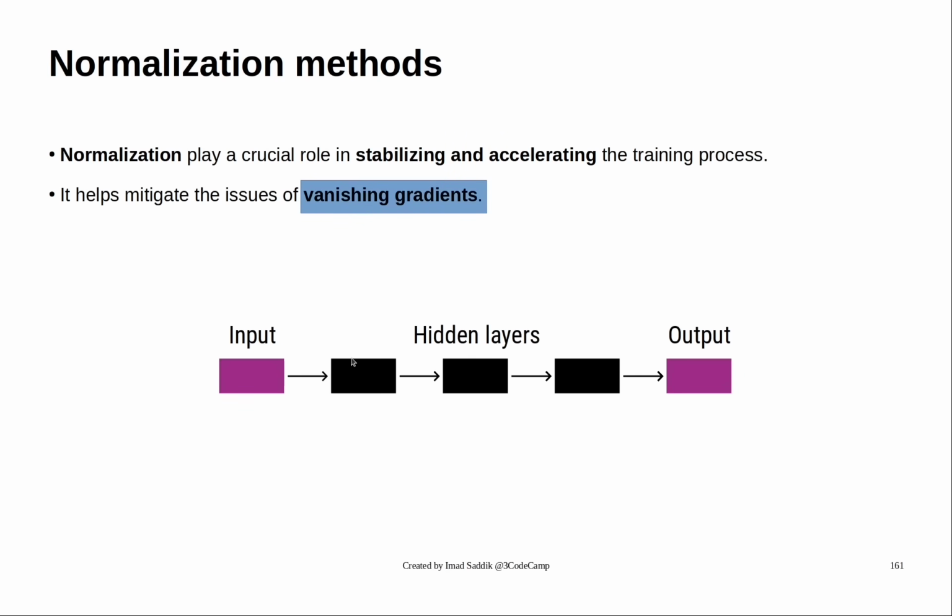Here is a simple diagram for a neural network. We have the input and output layers, and in the middle we have the hidden layers. The arrows indicate that here we have a forward pass. We take the input, we feed it to the hidden layer, and after that we get the output.